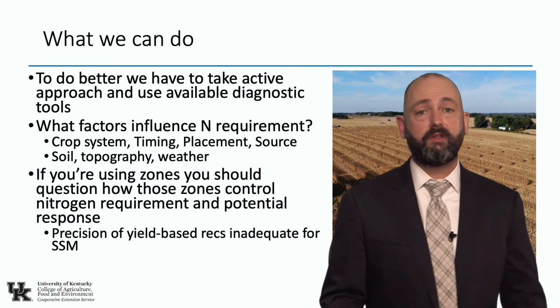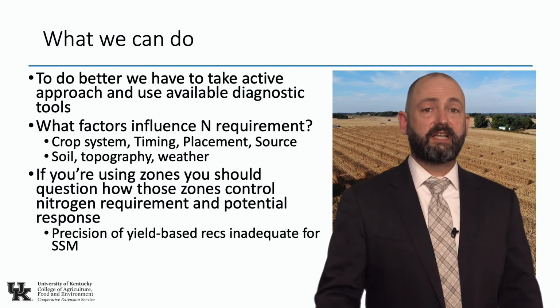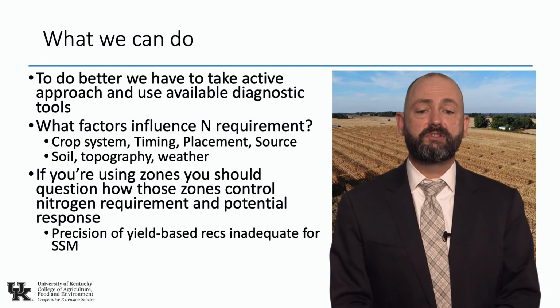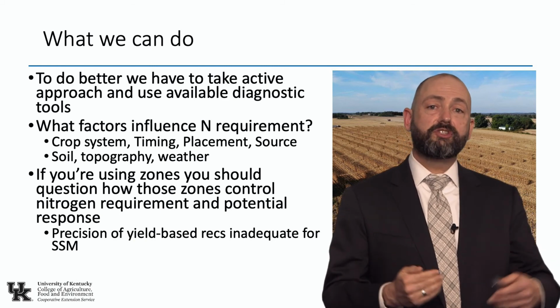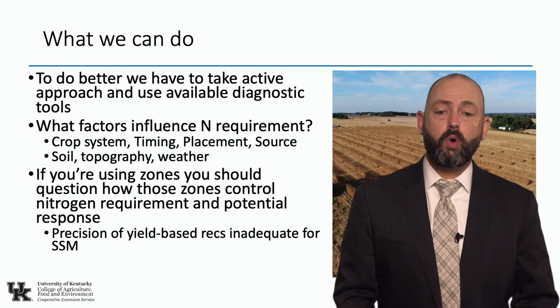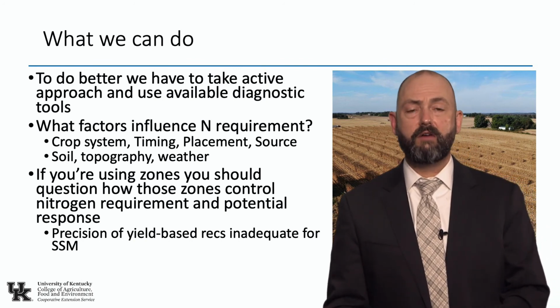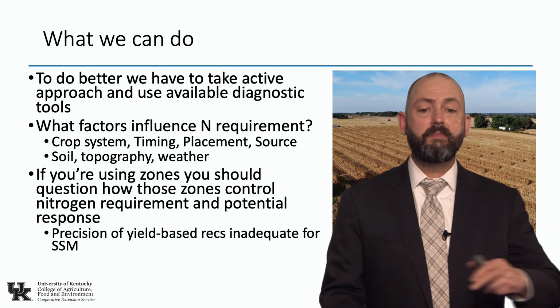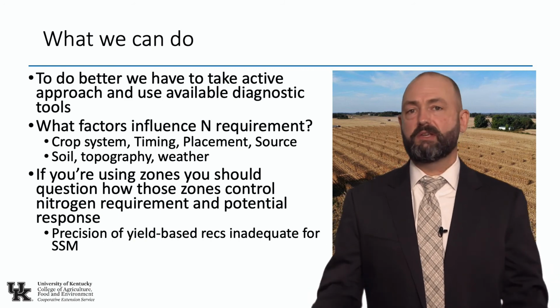If you have a local algorithm, or get that handheld sensor and start using it to just look at differences in the field. You need to ask yourself, what factors influence nitrogen requirement? My crop system, what kind of cover crop am I running? What was my previous crop? Timing is the biggest lever in nitrogen management.